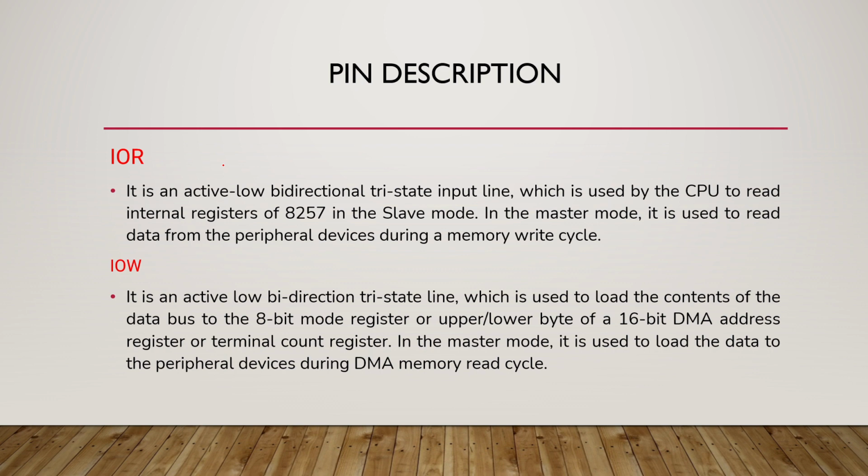So what is IOR? That is the IO read signal, an active low bidirectional tri-state input line, which is used by the CPU to read internal registers of the 8257 in slave mode. Whenever the CPU wants to read data from the internal registers of the 8257, this signal should be low, whenever it is in slave mode. Whenever it is in master mode, it is used to read data from the peripheral device during the memory write cycle. Similarly, IO write: IO read is used for reading the data, and IO write is used for writing the data to the DMA address register.